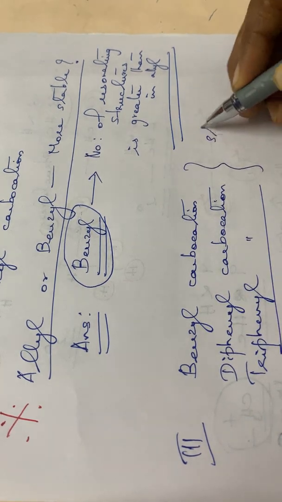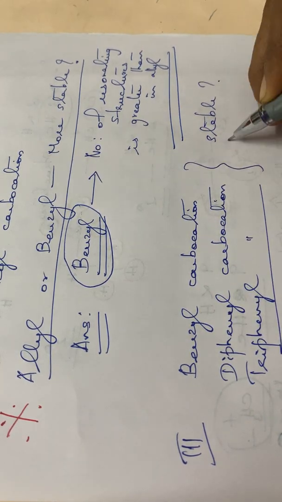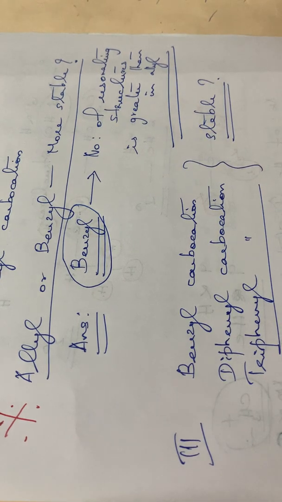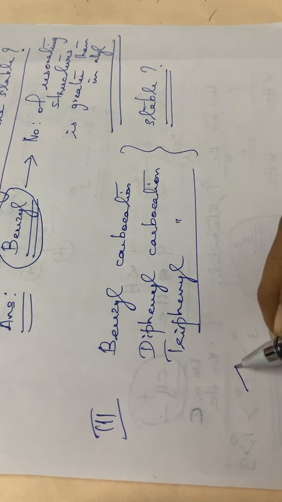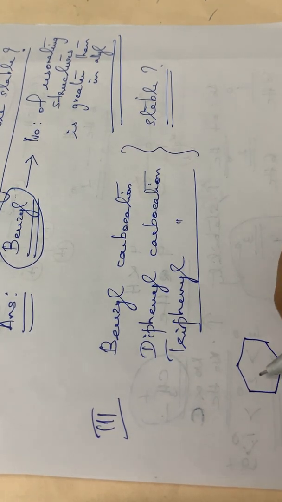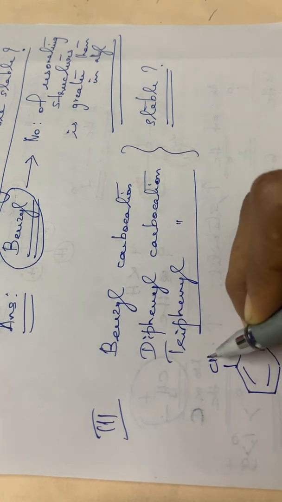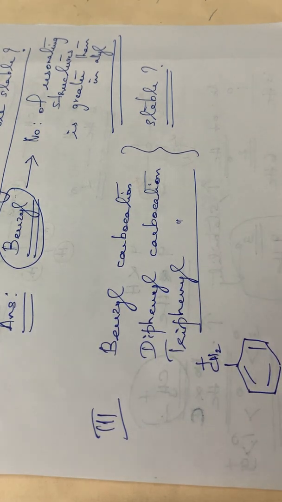Which one will be more stable? A benzyl carbocation, diphenyl methyl carbocation, or a triphenyl methyl carbocation? First of all, you have to draw the structures. See, for benzyl carbocation, the structure will be C6H5CH2 plus. This is benzyl carbocation.